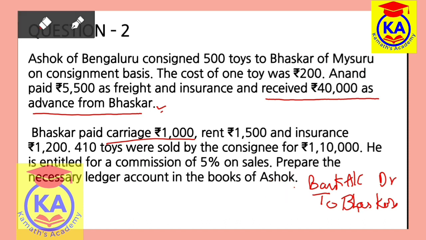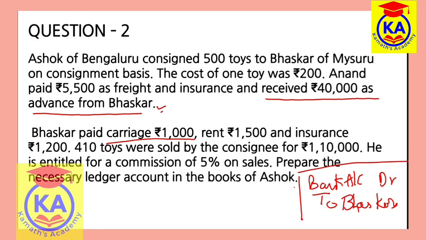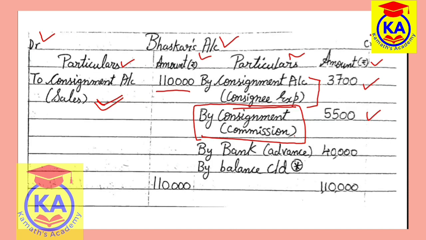So how will you post this journal entry? Bhaskar is mentioned in the credit side, to Bhaskar, right? So in the credit side of Bhaskar's account, we have to write by bank, rupees 40,000 in bracket. If you want, you can write advance, or else only writing bank is also sufficient. Okay, 40,000.